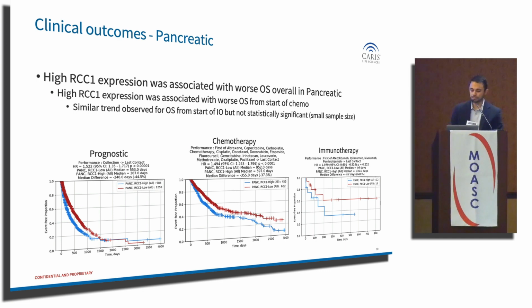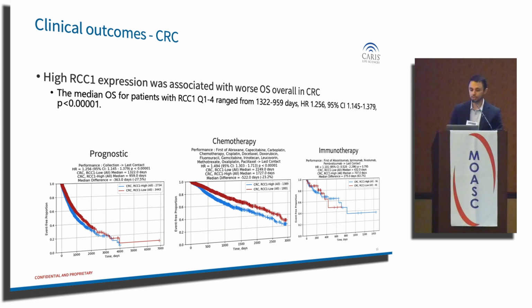And then in colorectal cancer, higher RCC1 expression was also associated with worse overall survival. The median overall survival ranged from 1322 to 959 days.